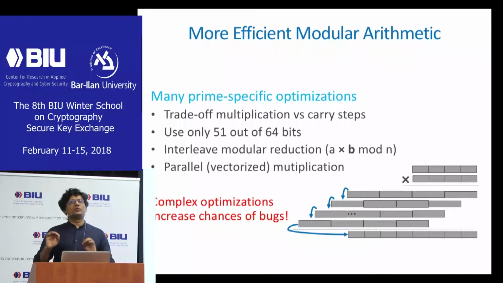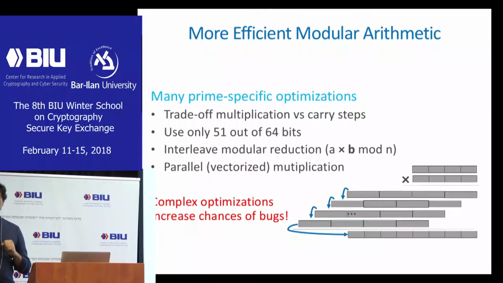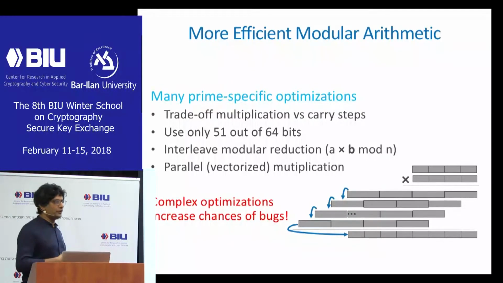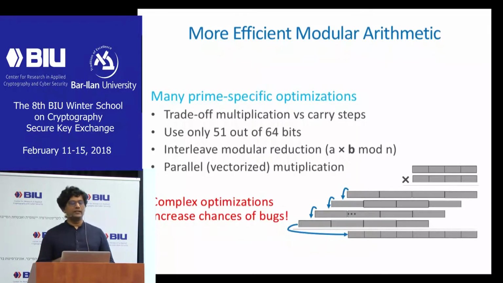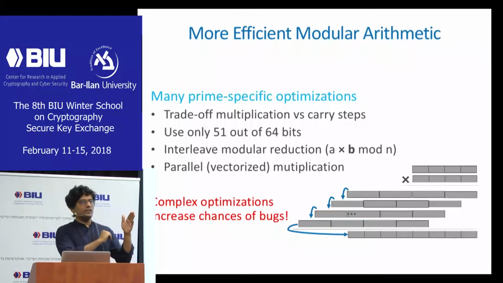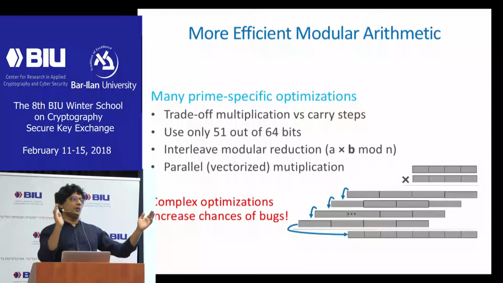What makes it a little bit more complicated is that you really don't want to do this kind of Bignum arithmetic in a textbook fashion, because it's too expensive. You have to do way too many computations. So for almost all the elliptic curves and Bignum groups out there, people implement many prime-specific optimizations. They want to trade off the cost of multiplication versus the carry steps. So instead of dividing 256 bits into 4 limbs of 64 bits each, you can divide it into 5 limbs of about 51 bits each.